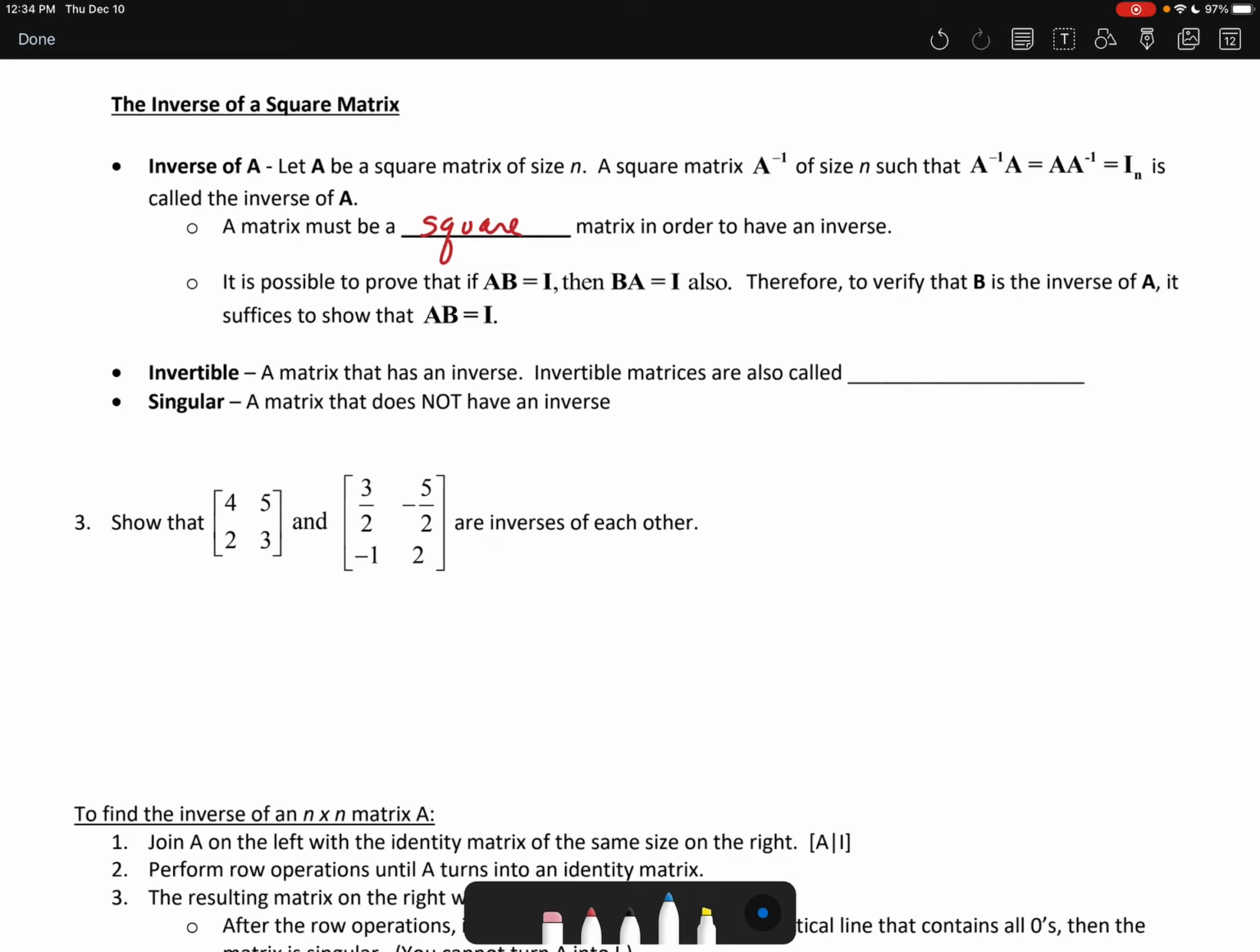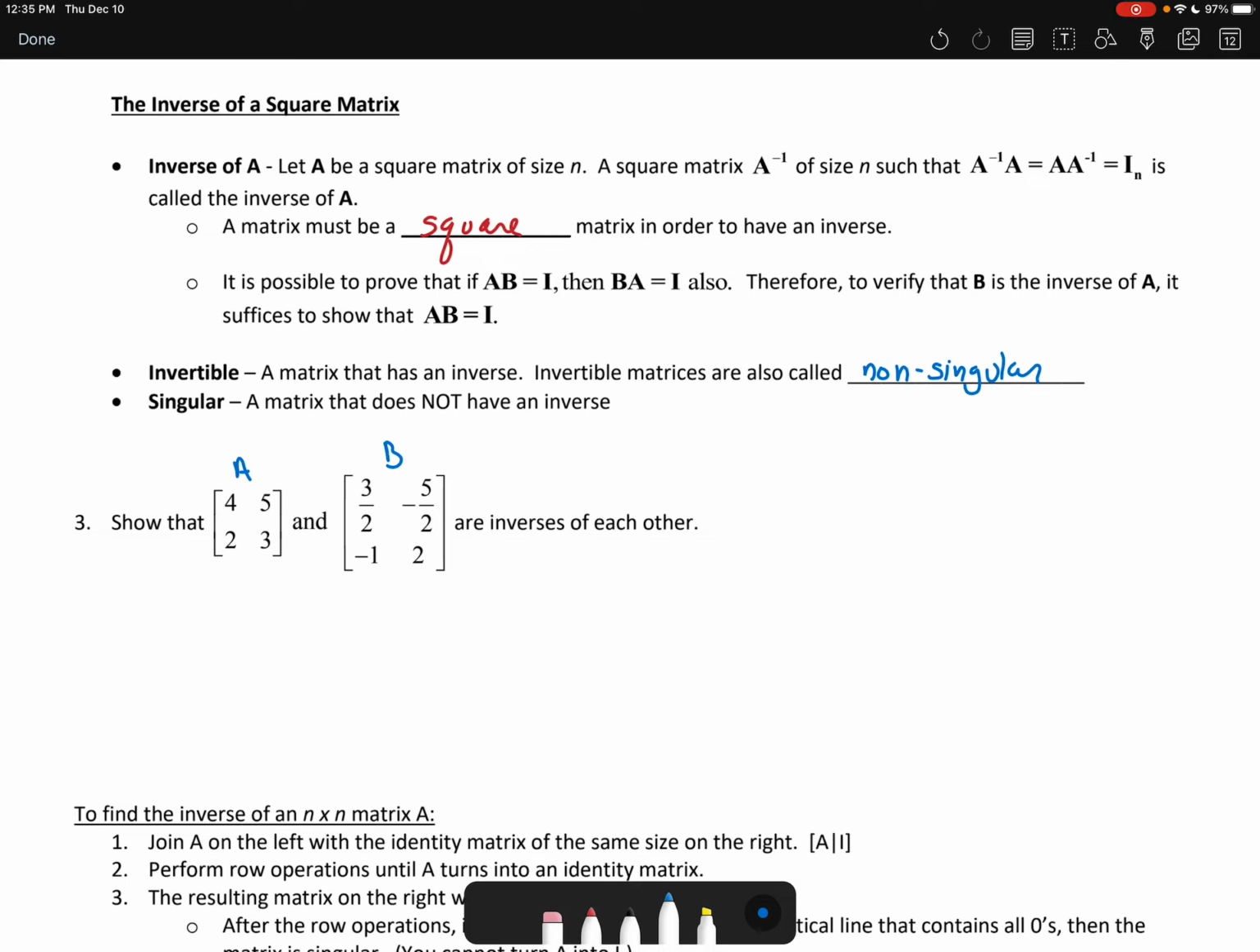Okay, the word invertible means a matrix that has an inverse. So if I say that A is invertible, what that means is it has an inverse. Invertible matrices are also called non-singular. And if you see the term singular, what that means is a matrix that does not have an inverse. So some matrices have inverses, some don't. They have to be square in order to even possibly have an inverse, but even some square matrices don't have inverses. Okay, so first let's show, or I'm claiming, that these two matrices, A, I will call them, and B, are inverses of each other.